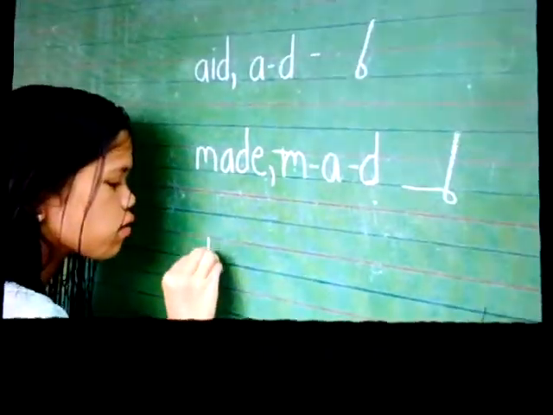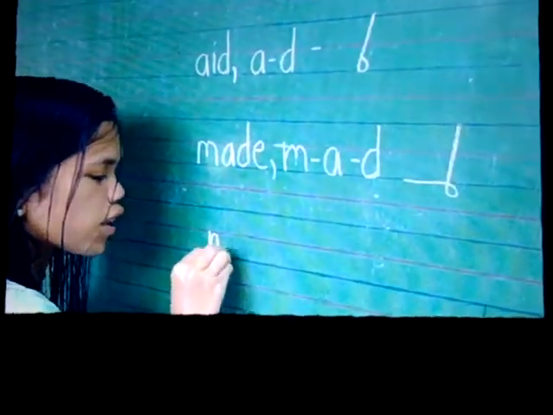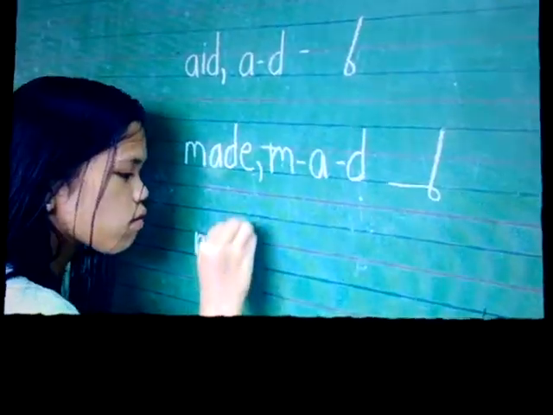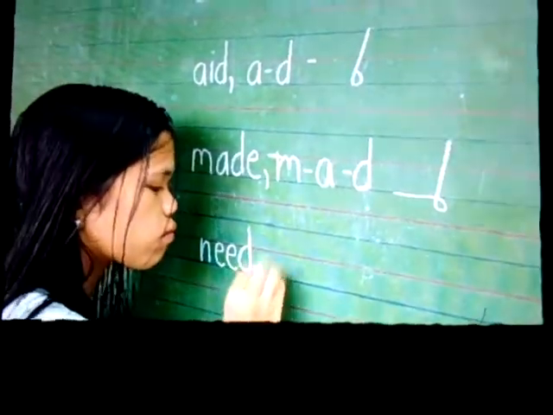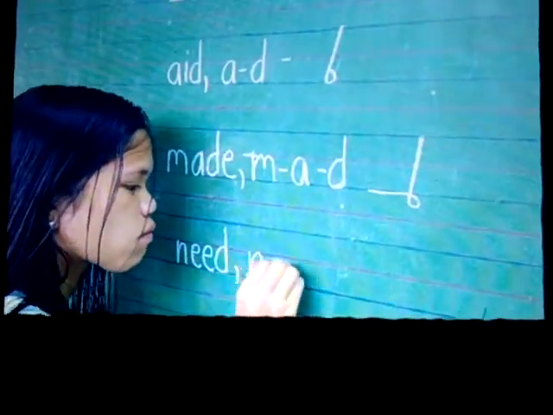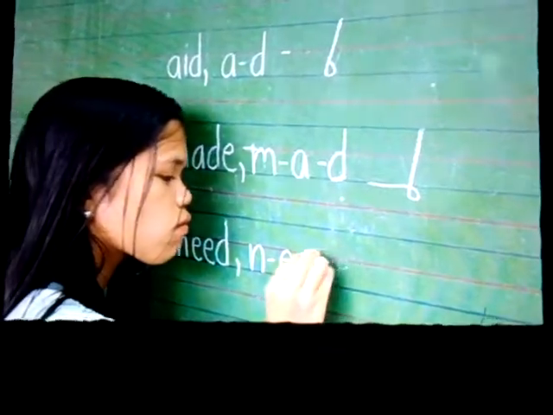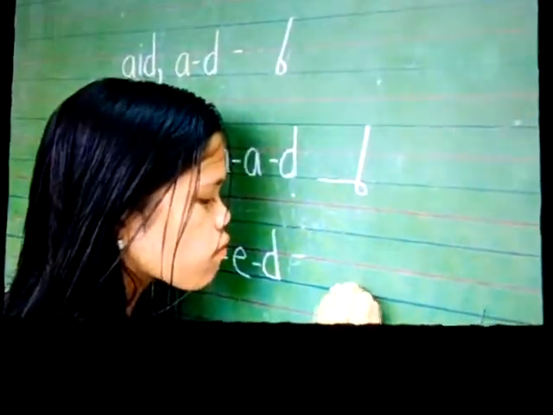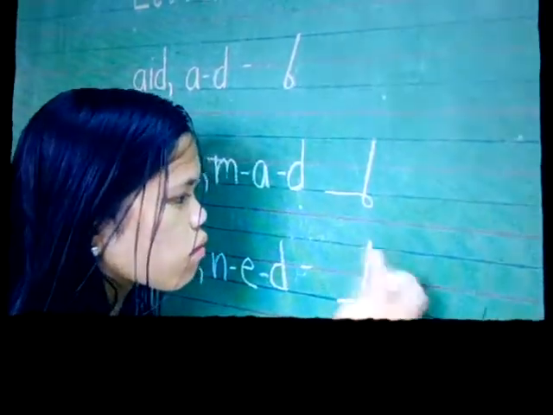Next is the word need. Need is represented by letter N, E, and letter D. So, the stroke for this are the shorthand letter N, E, and letter D.